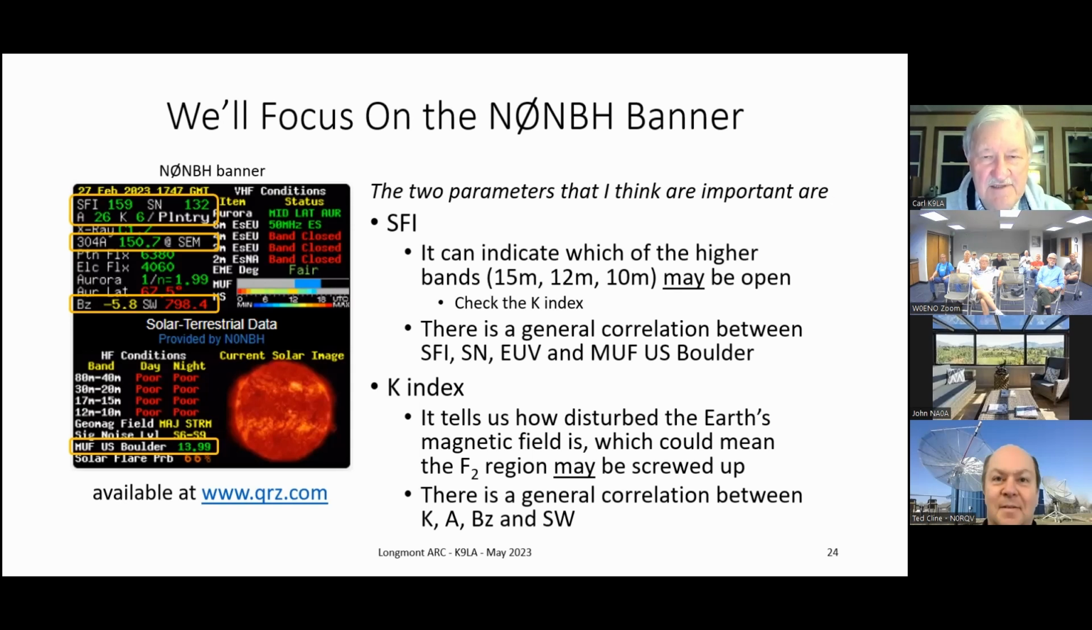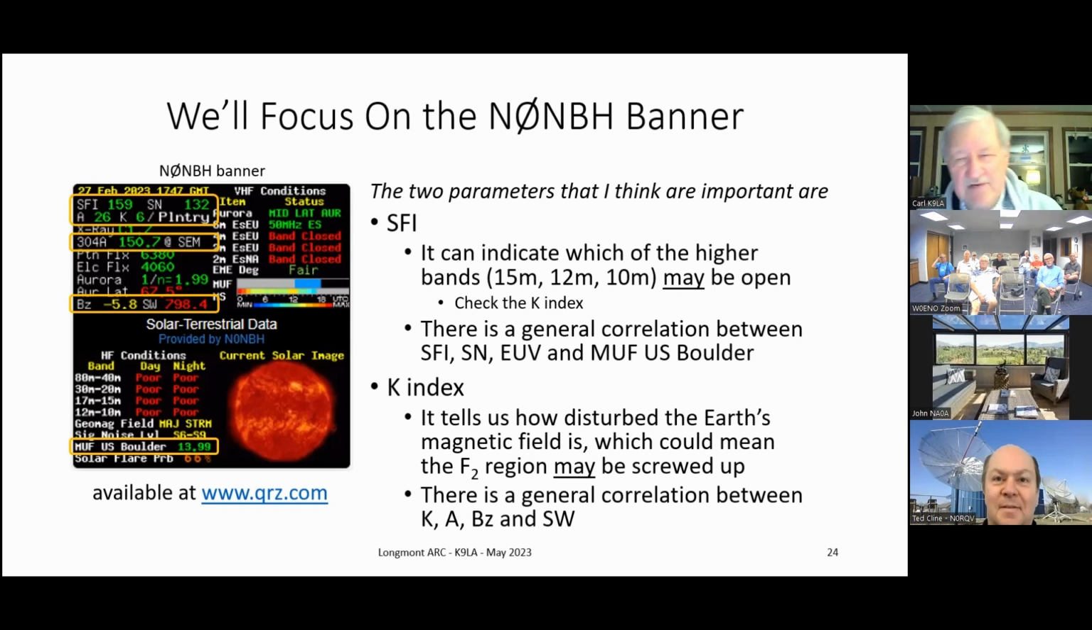Solar, like I said, the solar flux can indicate which of the higher bands may be open. The K index tells us how disturbed the Earth's magnetic field is, which could mean the F2 region may be screwed up. And there's a general correlation between Ka, B sub Z, and SW.